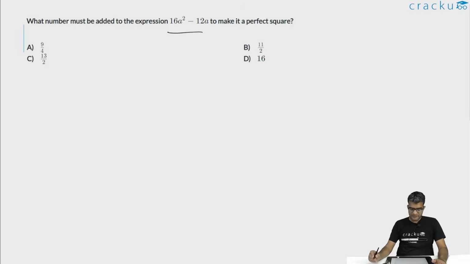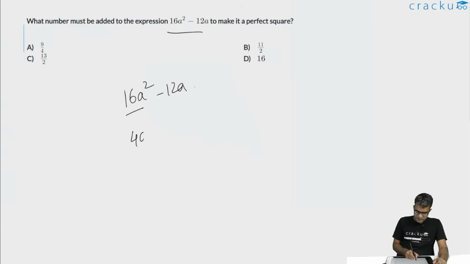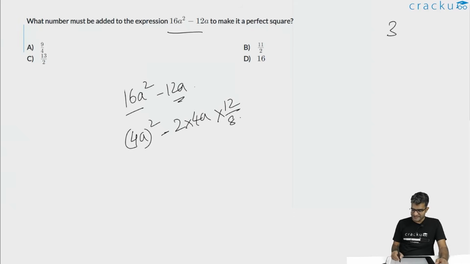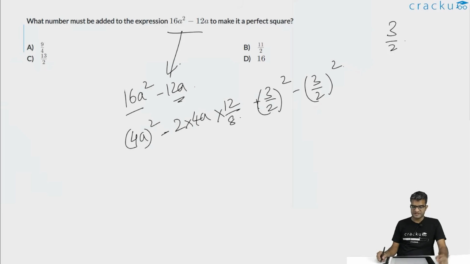What number must be added to the expression 16a square minus 12a to make it a perfect square? We have to add a number such that this becomes a perfect square. 16a square is 4a whole square, minus 12a is minus 2 times 4a into 12 divided by 8, which is basically 3 by 2, plus 3 by 2 whole square minus 3 by 2 whole square. This is the value of the given expression 16a square minus 12a.